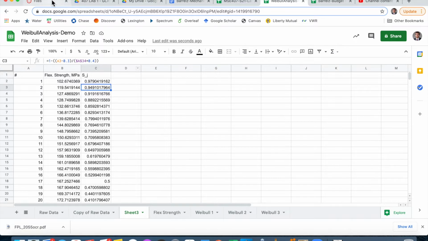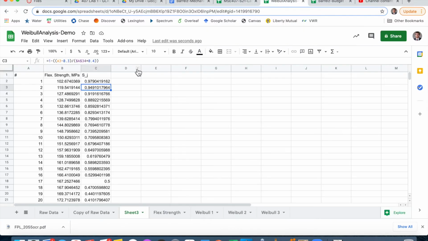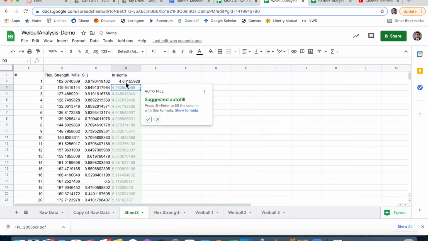Let's go back and look at what we want to do next. So the next couple things are basically to calculate a couple things, and it's just simple calculations. So natural log of the stress, and then negative natural log of 1 over S, the survival probability. So we're going to do those two in the next round, and I've jotted those down. So I'm going to call this natural log of sigma, and this is equal to, as you might guess, natural log of this value, which is sigma. All right, and same thing, I've calculated it here.